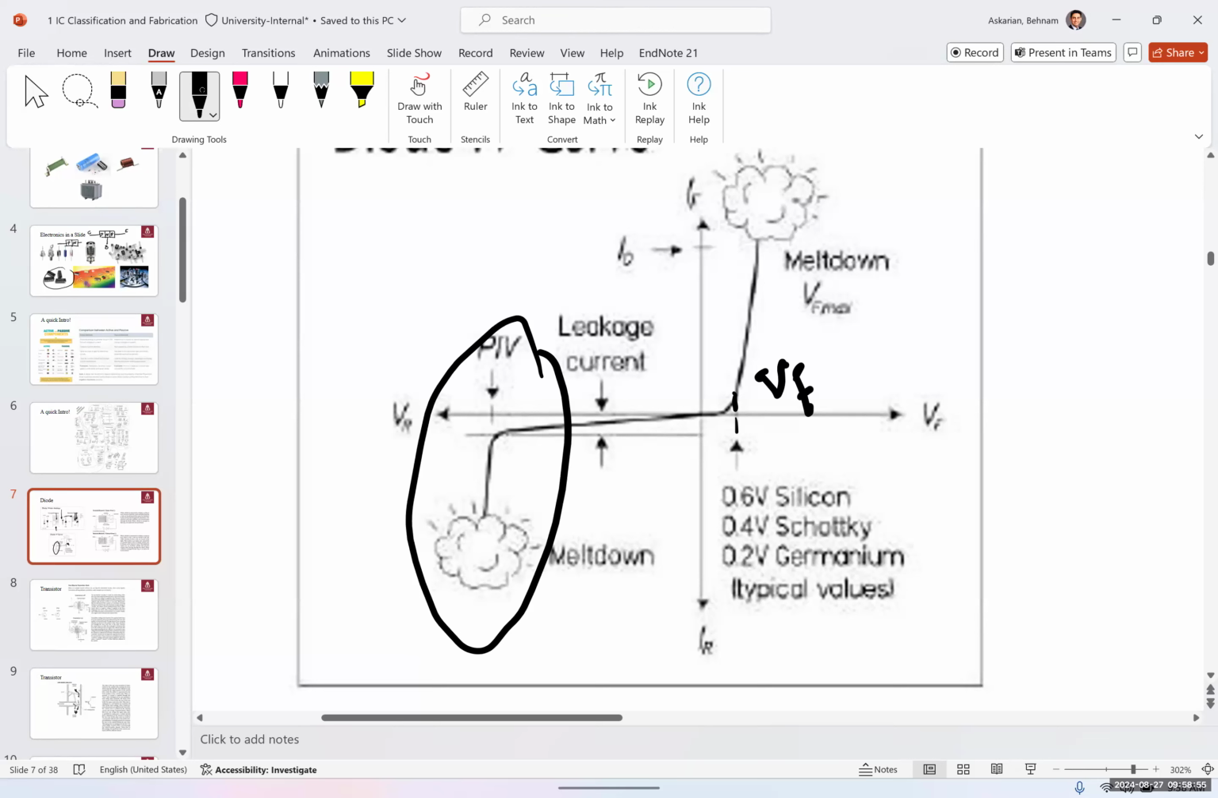That's good in some cases, like a Zener diode. We like it to operate in this region because it gives us unique features like control over the voltage. But in other cases, like a signal diode, we don't want to put too much reverse voltage on the diode because it's going to eventually damage the diode.